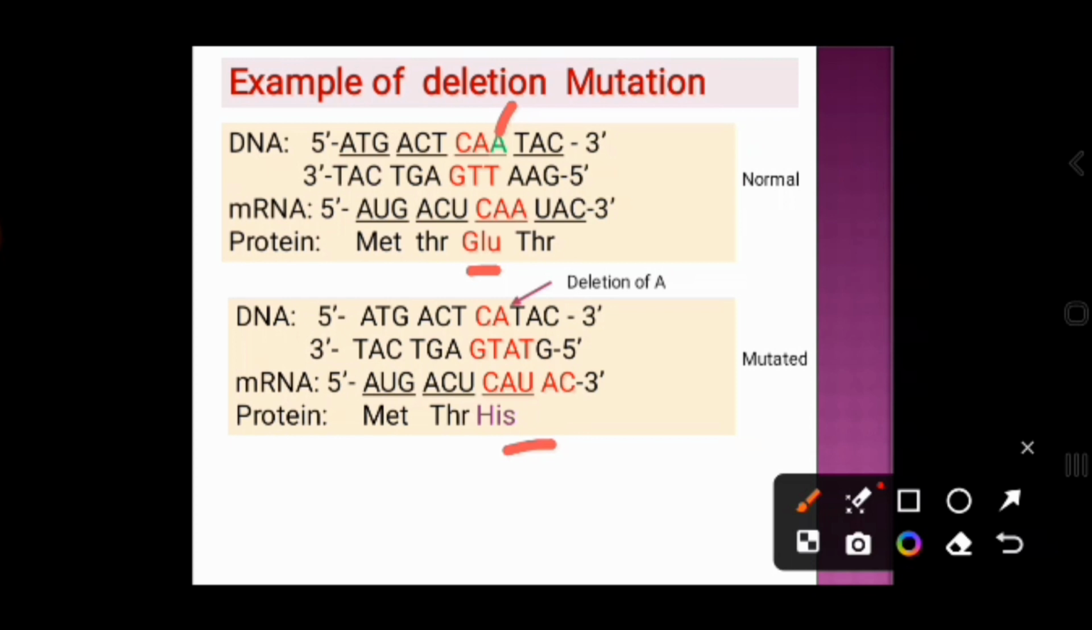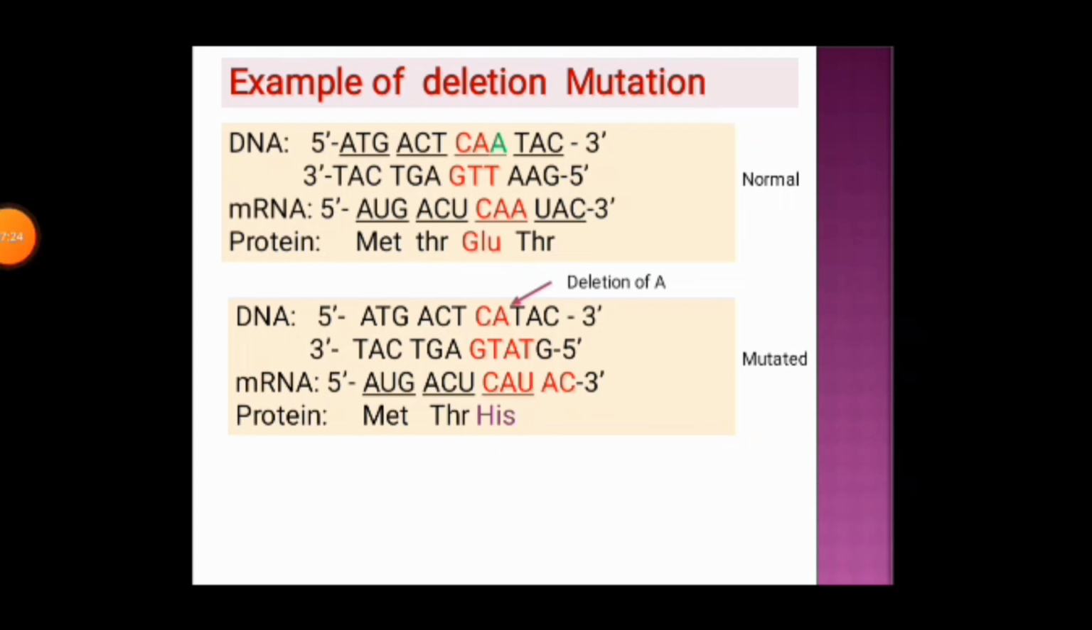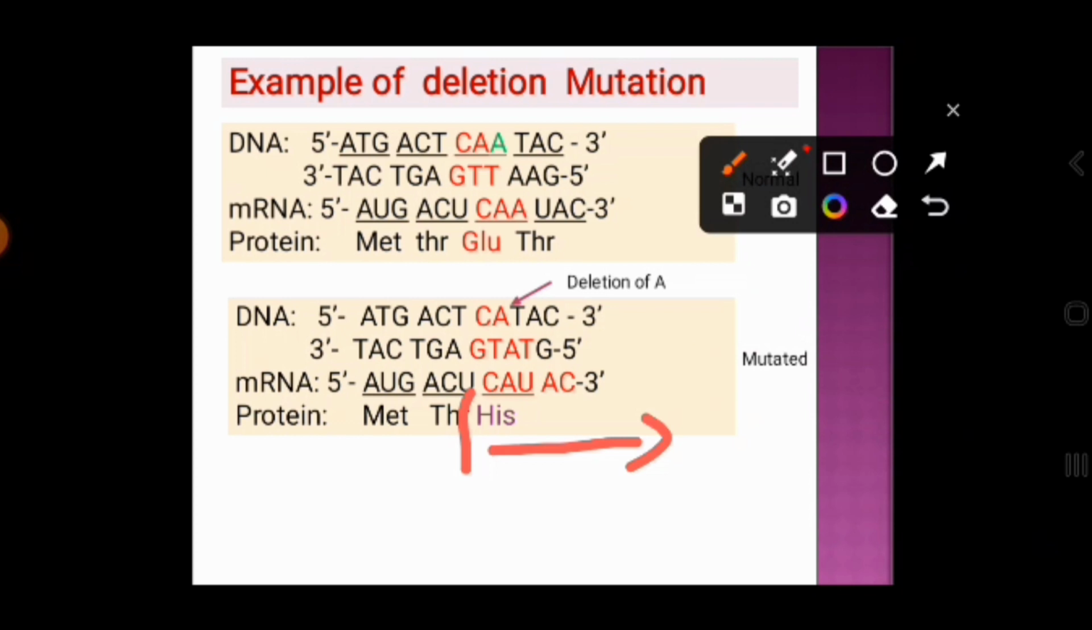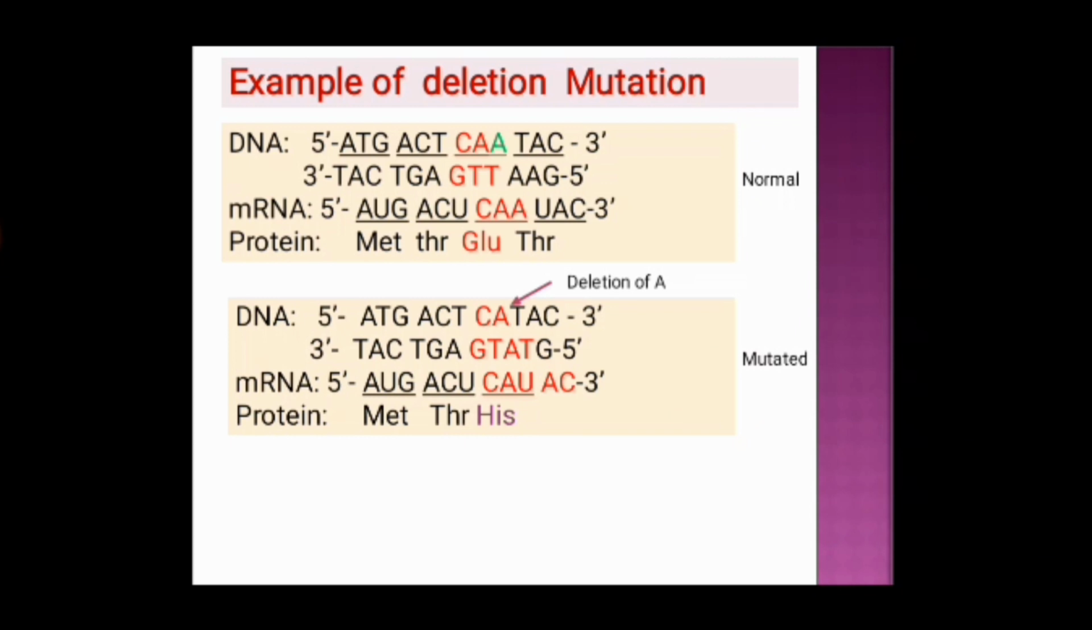And the next one was UAC, which codes for threonine. But here the nucleotides are changed, so it does not code for threonine. It will code for another amino acid. So this entire reading frame will be changed after this threonine amino acid. As there is deletion of the nucleotide adenine, it is a deletion type of mutation.